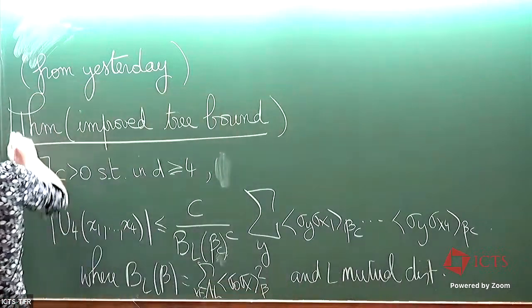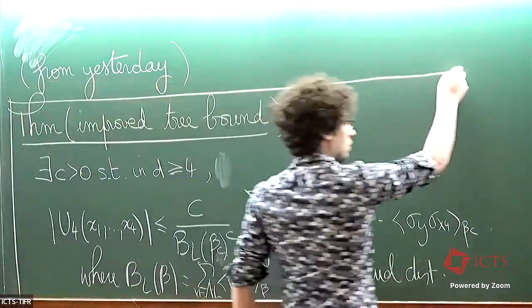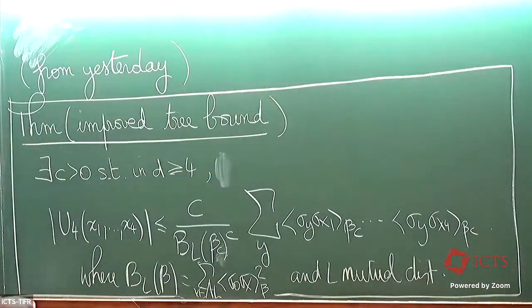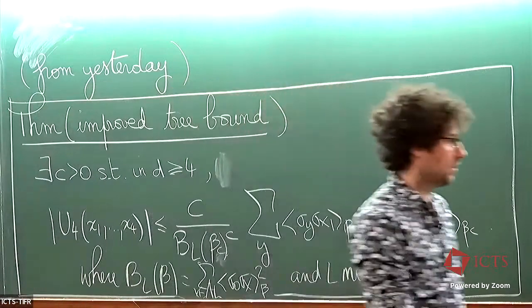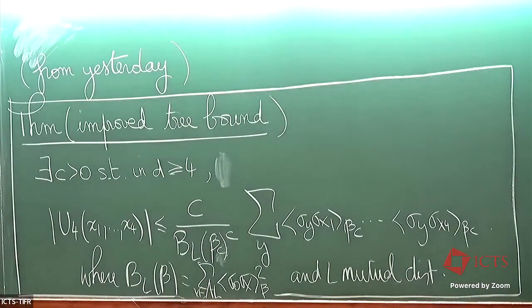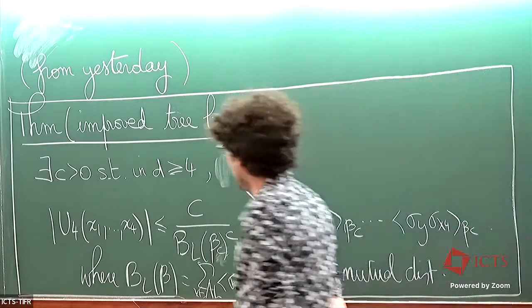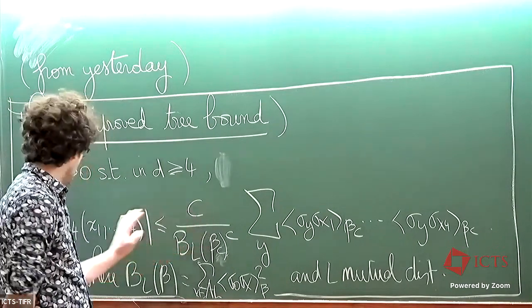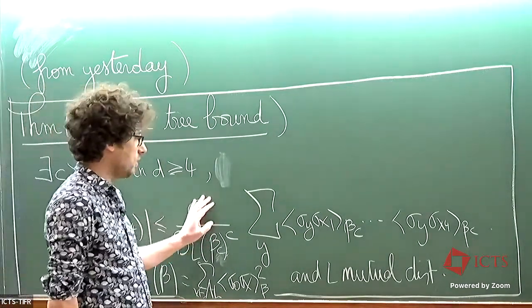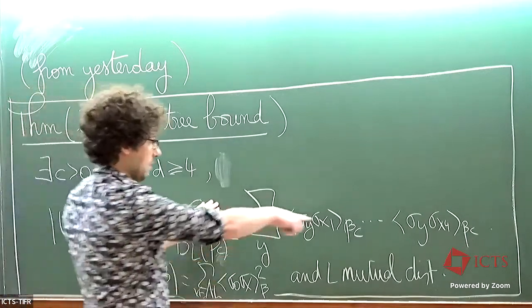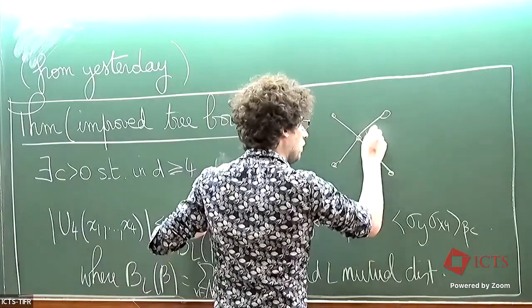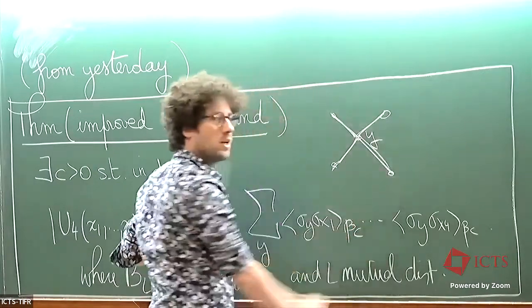So what I'm going to do today is try to give you a little bit of a direction map on the proof of the four-dimensional result. What I put here on the board is what we finished with yesterday, which was this improved tree bound. So we had this tree bound, which was bounding the Ursell four-point function by this diagrammatic sum, meaning that I'm summing on y and I'm summing the spin-spin correlation with the 4 points.